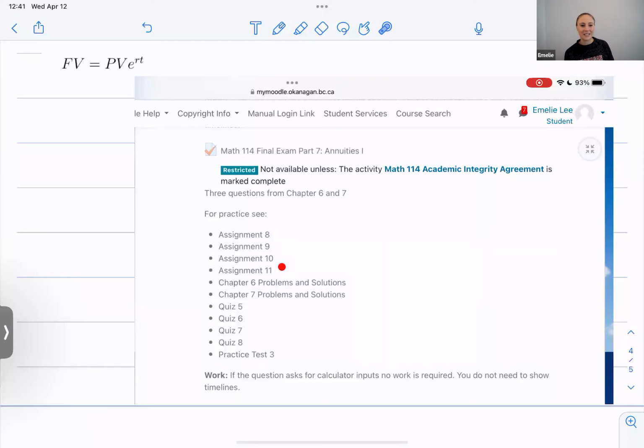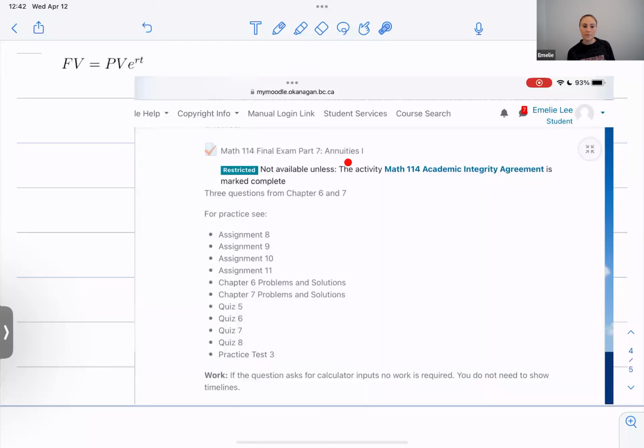Assignment 8, 9, 10, 11, chapter 6 problems, chapter 7 problems, quiz 5, 6, 7, 8, and I think 9 and 10, but they're not going to be on the final exam. Okay, because they're difficult, right? Especially the bonus quiz, not 10. But yeah, so these are the ones to focus on. If the question asks for calculator inputs, no work is required. And you do not need to show timelines for annuities 1.